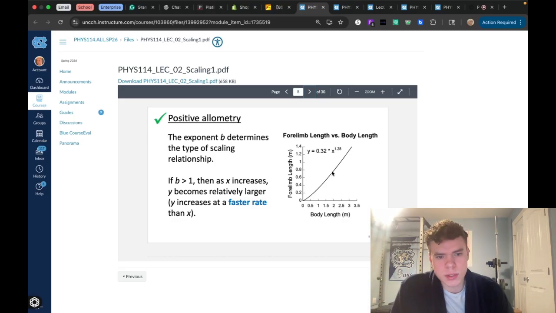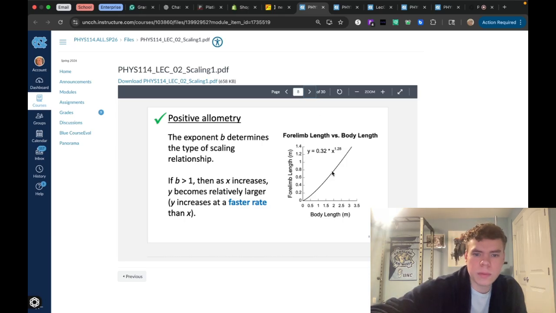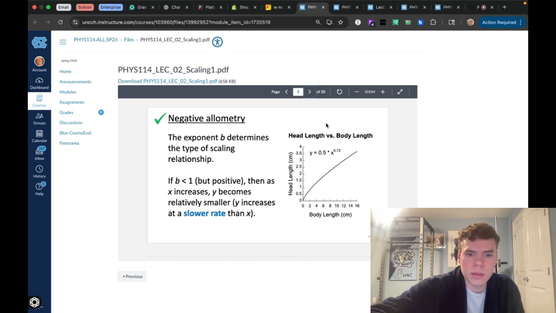So I guess this would be known as positive if it's above 1. Now negative allometry: the exponent b determines the type of scaling. If b is less than 1 but it's positive, then as x increases, y becomes relatively smaller. Y increases at a slower rate. So as body length increases, head length is still increasing, but it's increasing at a slower rate than body length. So this will be known as negative allometry, or however you say it. Allometry, is that how you say it?